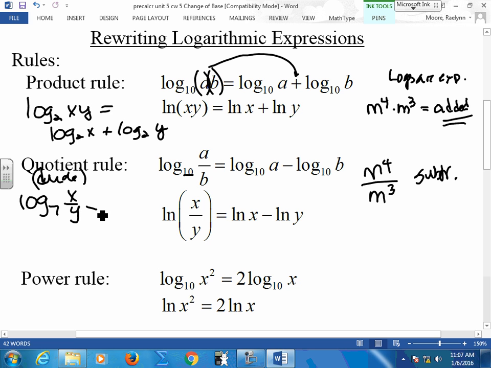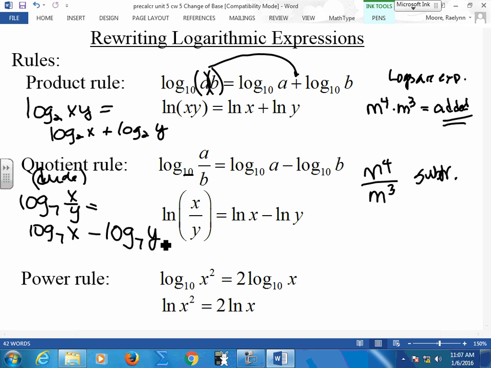If you do log base 7 of x over y, this is a quotient. We say log base 7 x minus log base 7 y. We just separate it into a subtract. Numerator minus denominator.